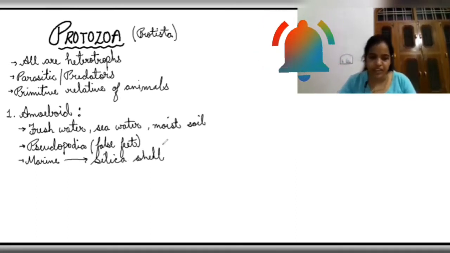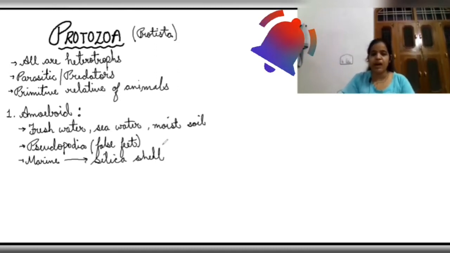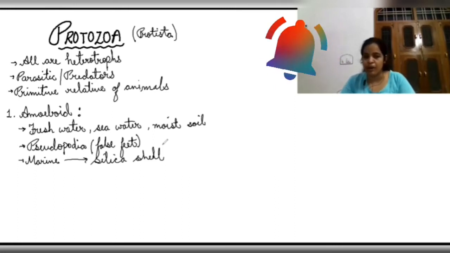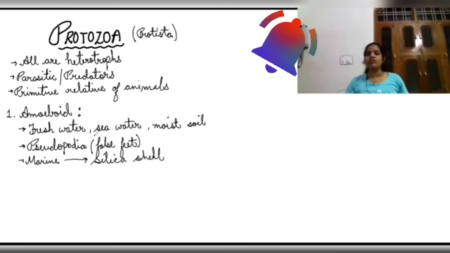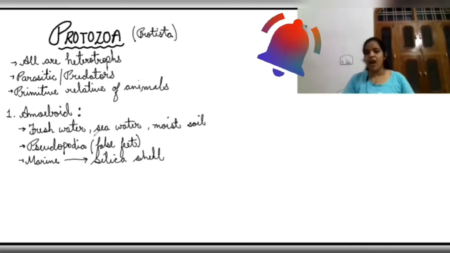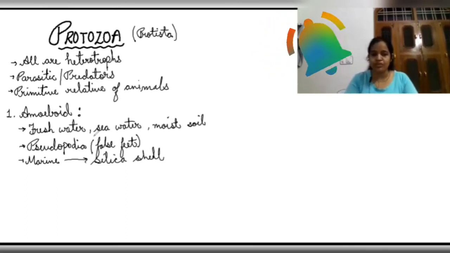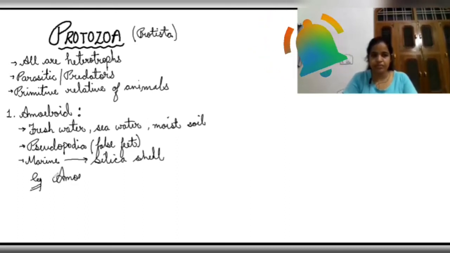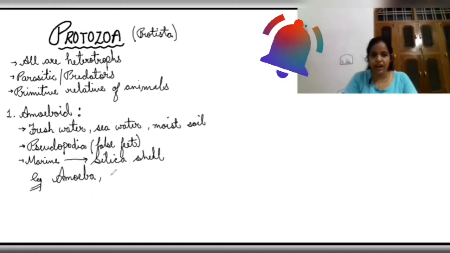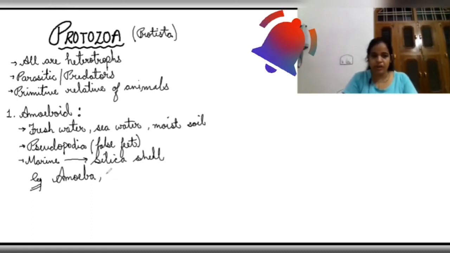On the surface, two examples are there. One is Entamoeba and another one is amoeba. And Entamoeba is a parasite, means it will live on the host organism and will harm the host. So examples: amoeba, and another one we have is Entamoeba.